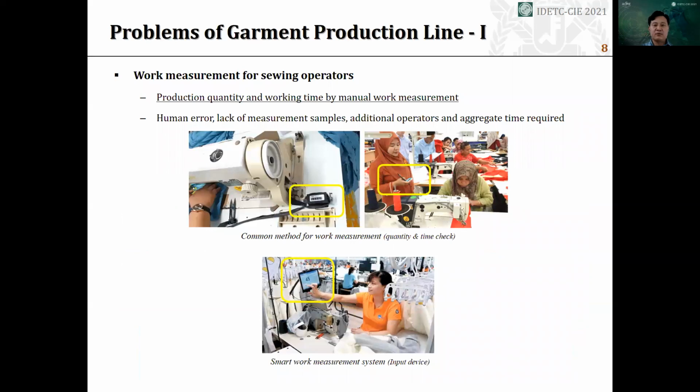However, there are two major difficulties in the garment production line. The first problem is that it is difficult to measure the exact production quantity and working time. This is due to manual work measurement, which leads to human error, or lack of samples, and requirement of additional resources. Even today, almost all garment factories are experiencing this problem. Although new technologies have been applied, this is a level that automates aggregation.